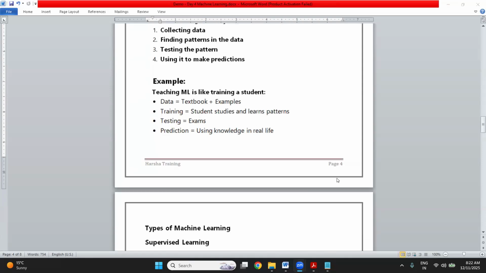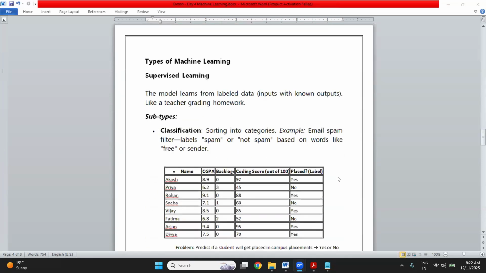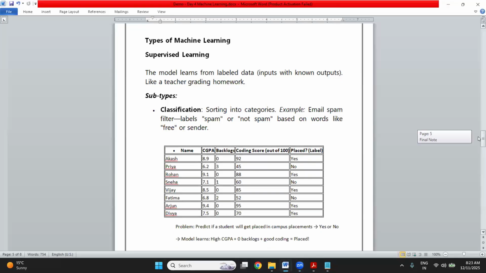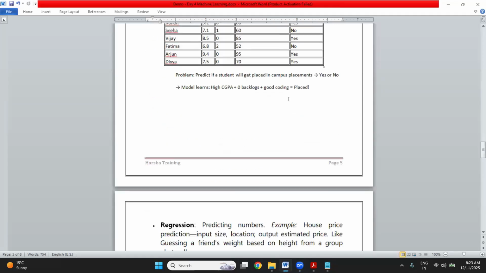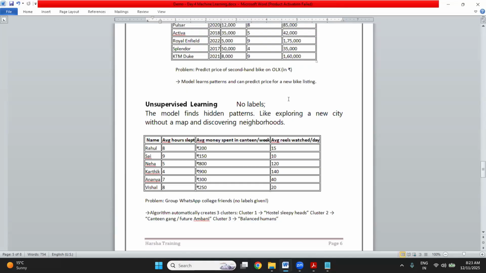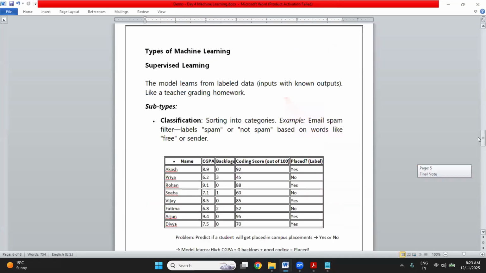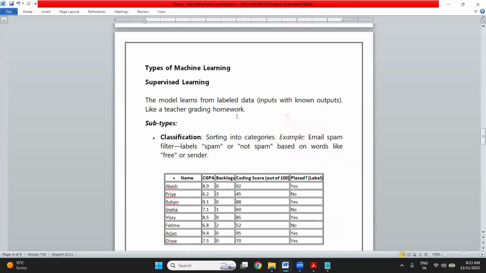Now, there are different types of machine learning. The first one is called supervised learning, and the other one is, of course, the opposite of that, unsupervised learning. So supervised learning, the name itself shows, right? Supervised means under some supervision, correct?